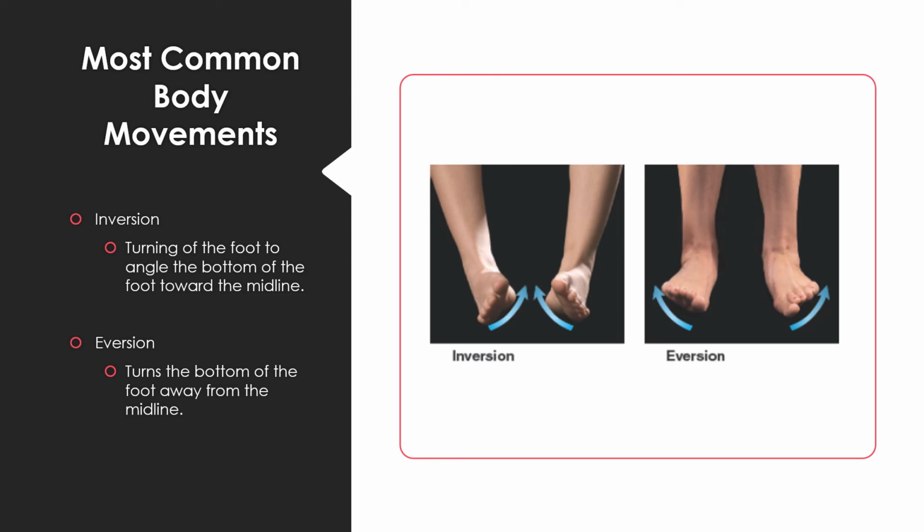All right, so the next two body movements that we see, we have inversion and eversion. You can see from the diagram over there on the right, and you can do this with your feet. As you hold your feet out straight, you kind of dangle them off a chair or something. As you turn your feet inward, you can see that's inversion. As you try to turn them outwards, again, away from the midline, that's eversion.